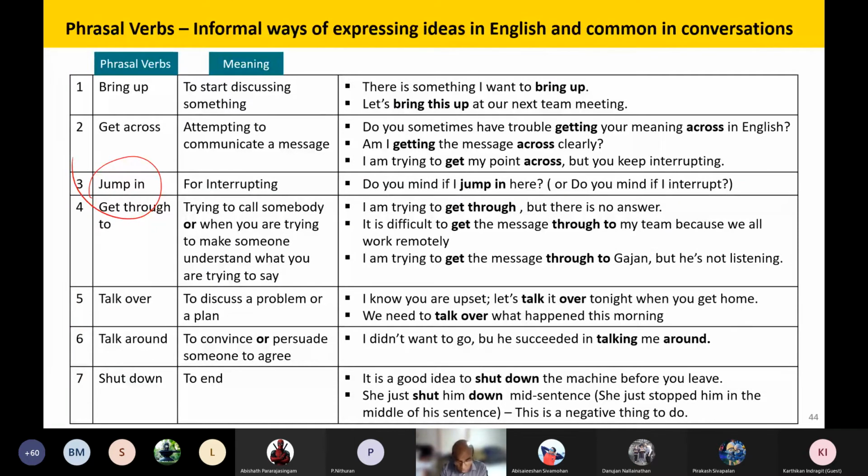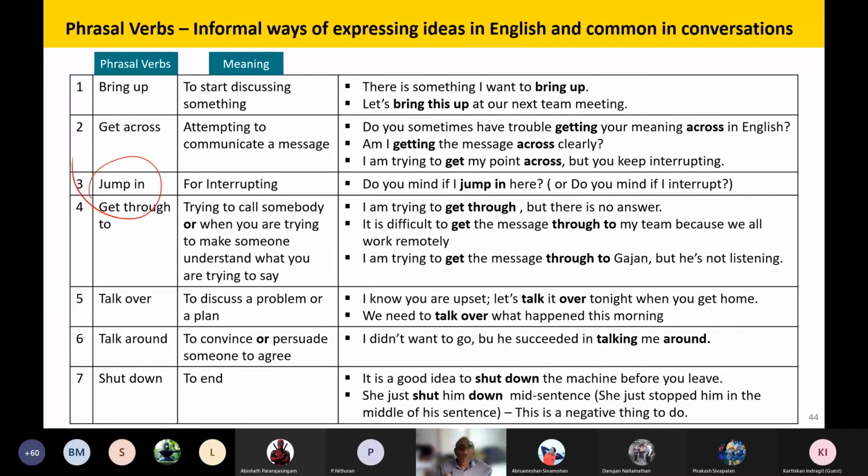But this sort of interrupting is when you are in a meeting, people are talking, you're not talking. Suddenly somebody says something and you've got an idea. So you say, excuse me, can I jump in here? That means you are interrupting and you're going to say something. In a meeting, that's where you will use it. Can I jump in here?